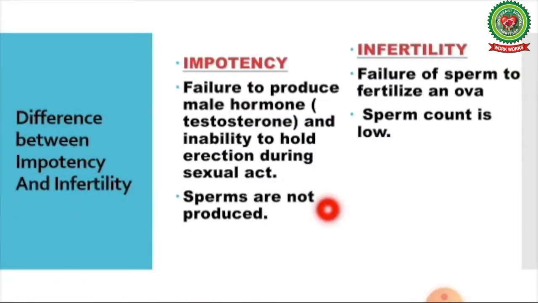Here is the difference between impotency and infertility. Impotency: failure to produce male hormone, that is testosterone, and inability to hold erection during sexual act. In impotency, sperms are not produced. On the other hand, infertility is failure of sperm to fertilize an ova. Sperm count in infertility is very low.